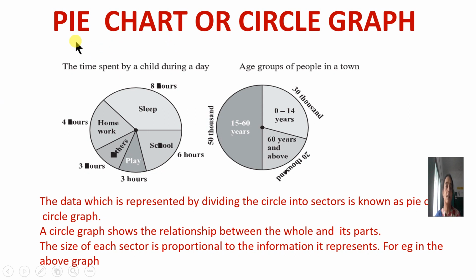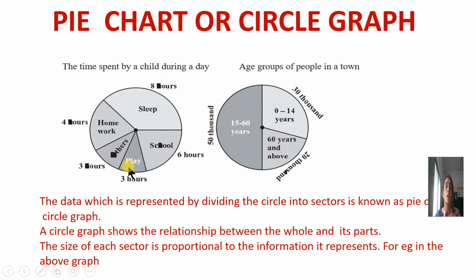What is a pie chart or a circle graph? You can see the picture itself. The information represented in the circle, in a circular form, is called a circle graph, or we call it a pie chart.